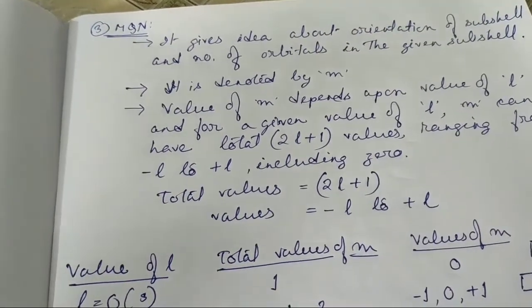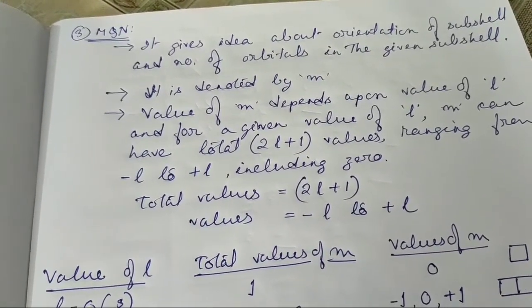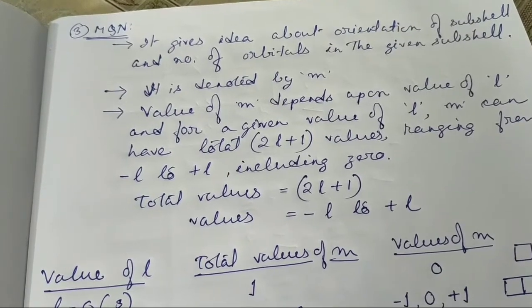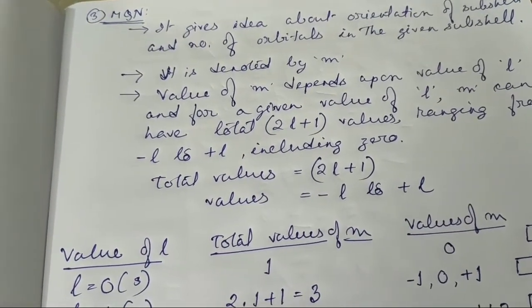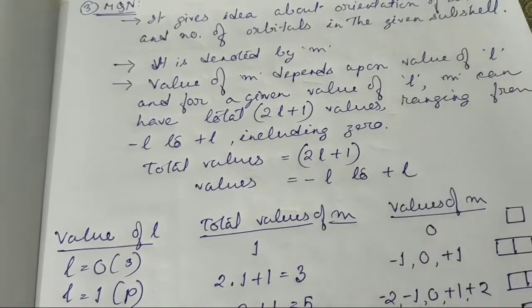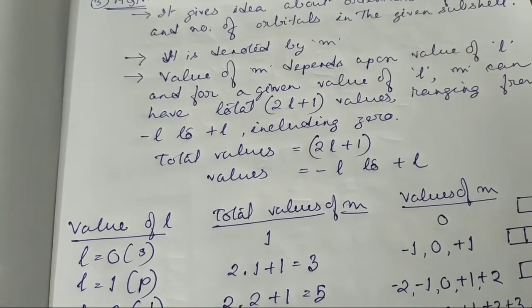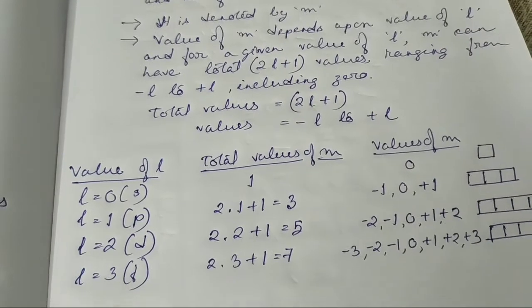And for a given value of L, m can have total twice L plus 1 values, ranging from minus L to plus L, including 0. That means total values will be twice L plus 1, and values are minus L to plus L, including 0.